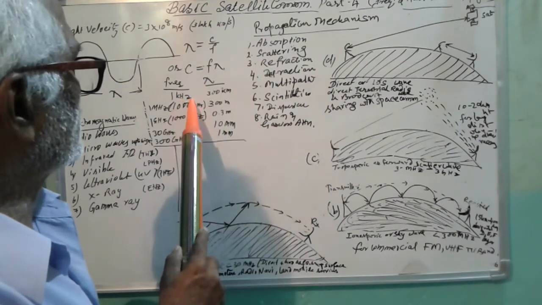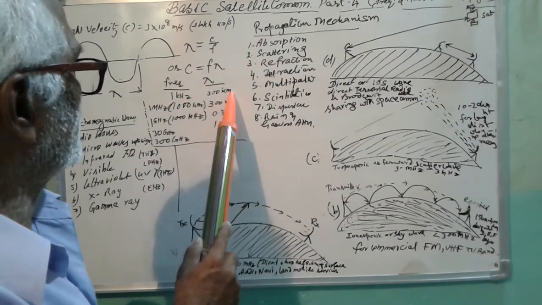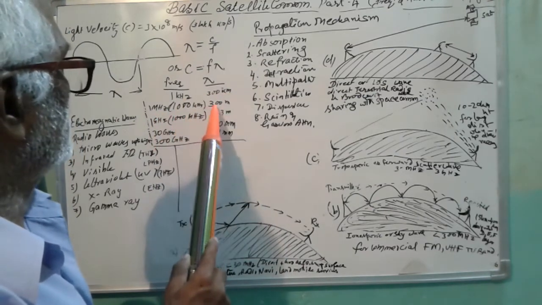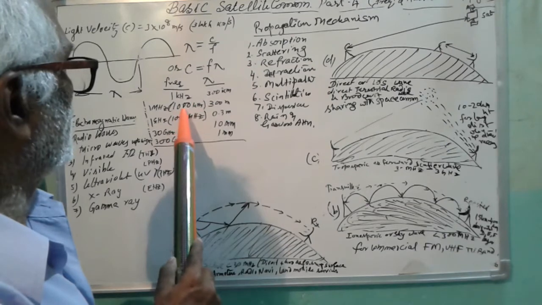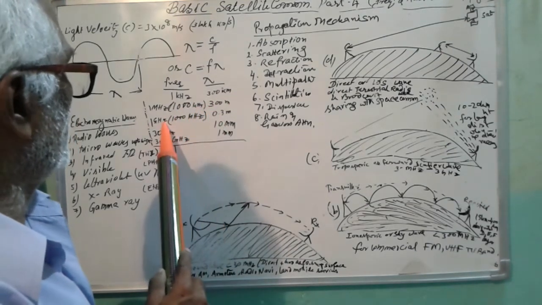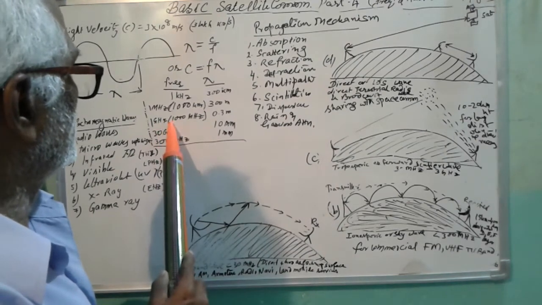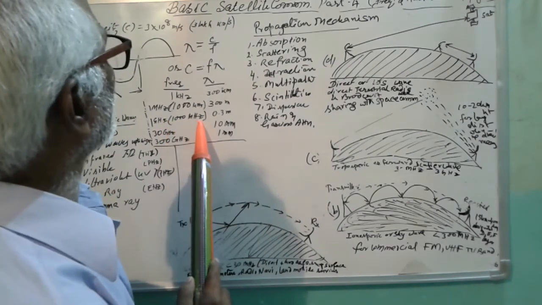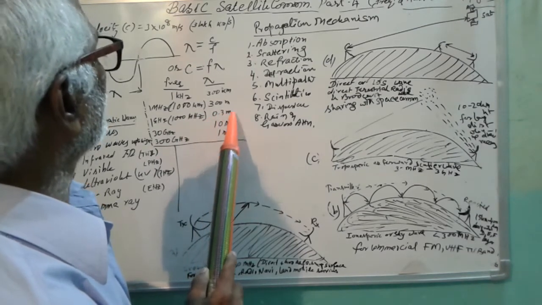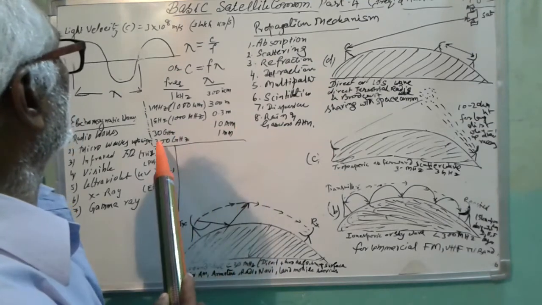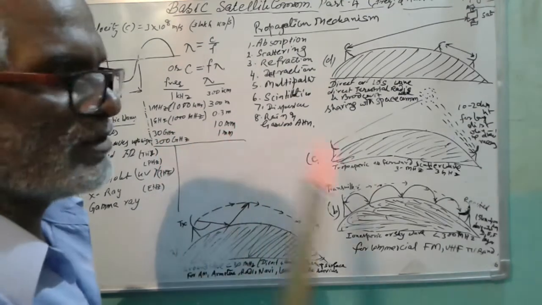For 1 kilohertz frequency, lambda will be 300 kilometer. For 1 megahertz, which is 1000 kilohertz, it will be 300 meter. For 1 gigahertz, which is 1000 megahertz, it will be 0.3 meter. For 30 gigahertz, it will be 10 mm. For 300 gigahertz, it will be 1 mm.